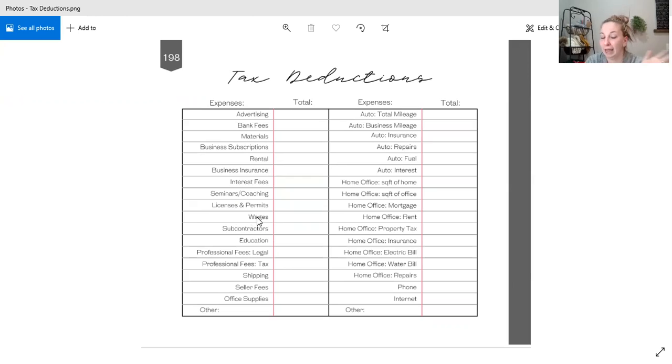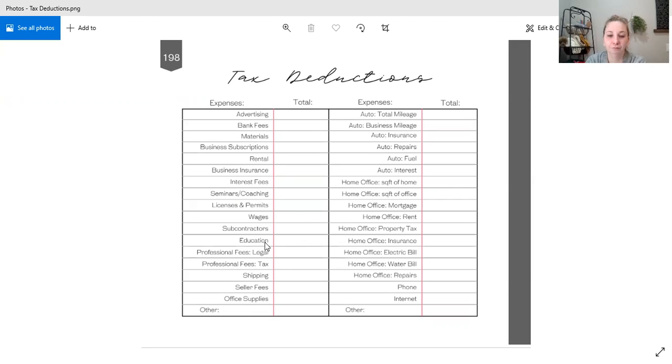Wages, this is what you would pay a W-2 employee. So you would just put the total here. You'll need to have a separate sheet that breaks down the total by each employee, but here we just put the total for tax purposes. Same with subcontractors. Subcontractors are anyone who you hire on a contract basis to do work for you, okay?